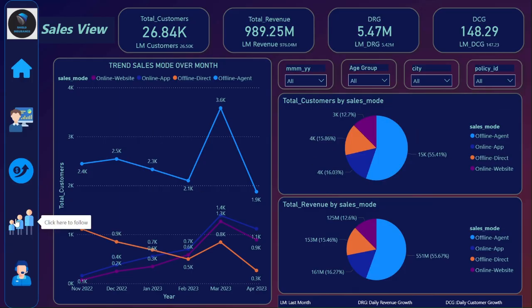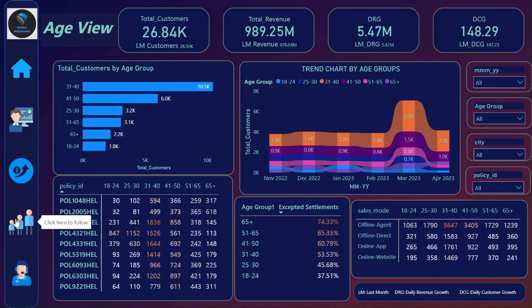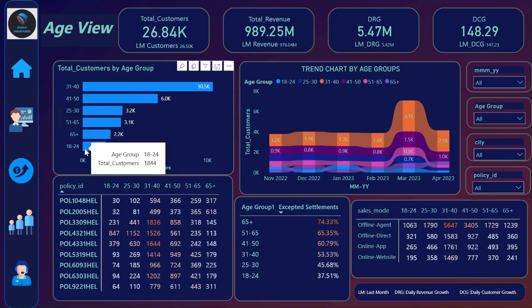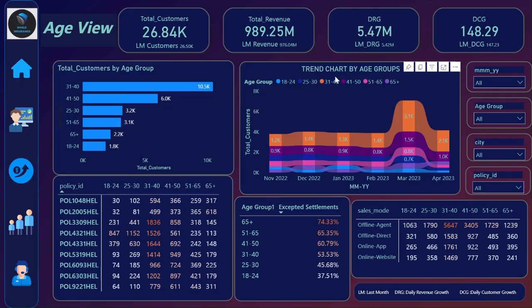The last one is the age group. We analyze all the KPIs here. As in the last slide we saw the total customers by age group, the age group of 31 to 40 is the higher, and the lower are 18 to 24 and 65 plus. Then the trend chart by age group.